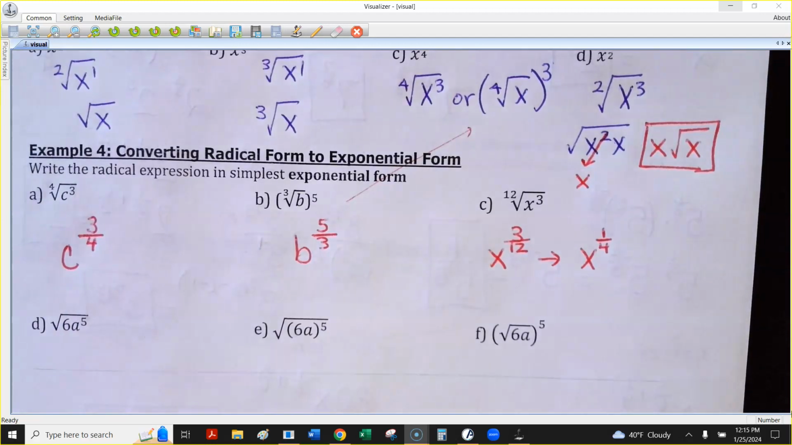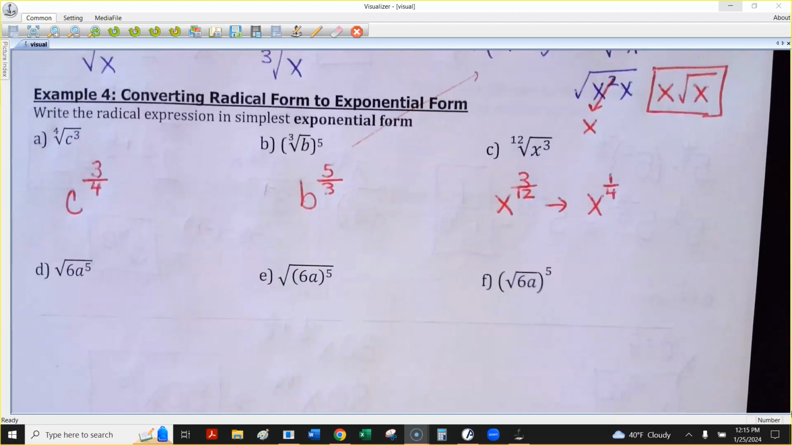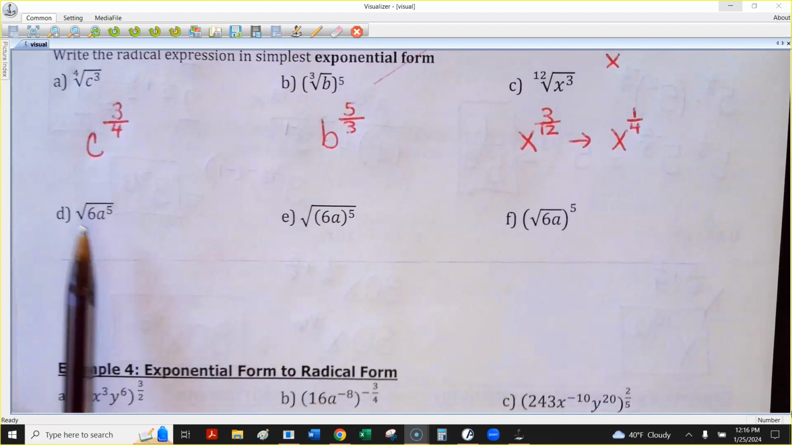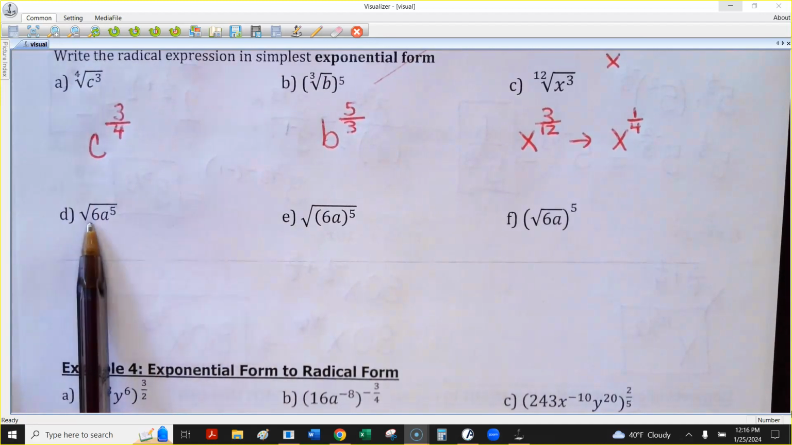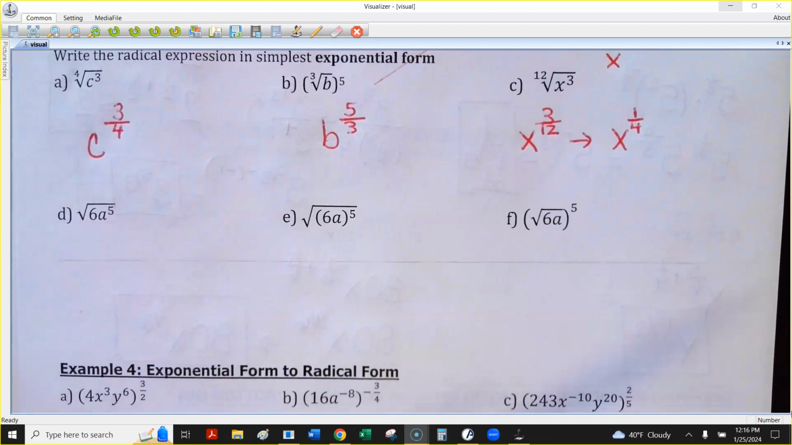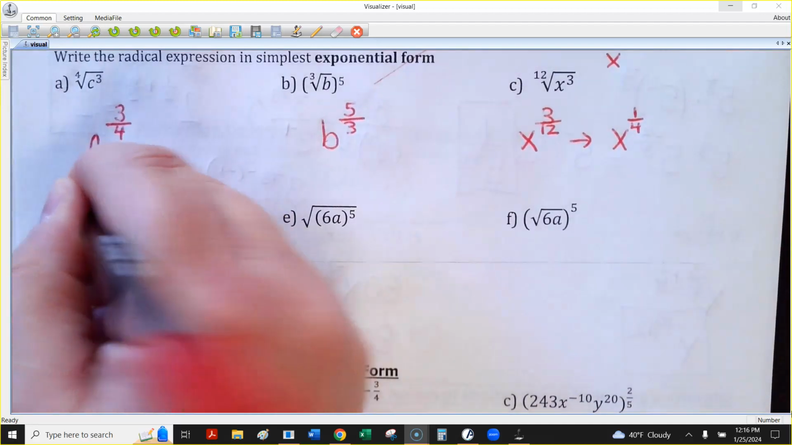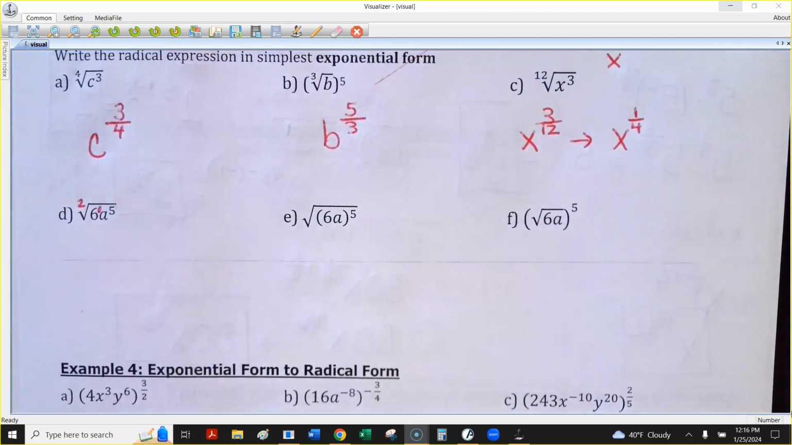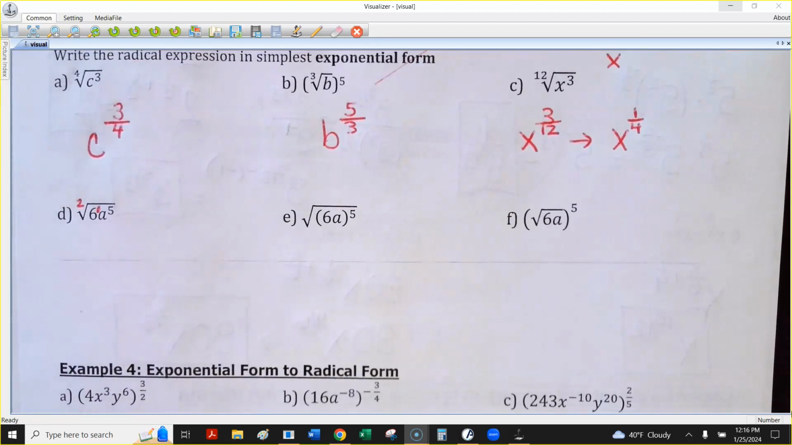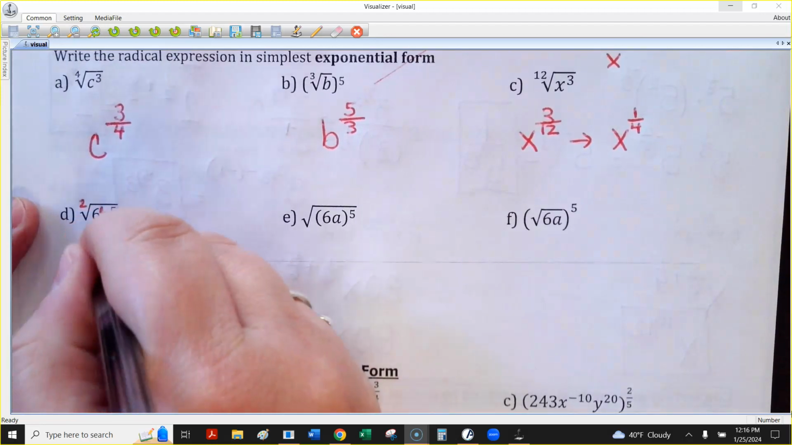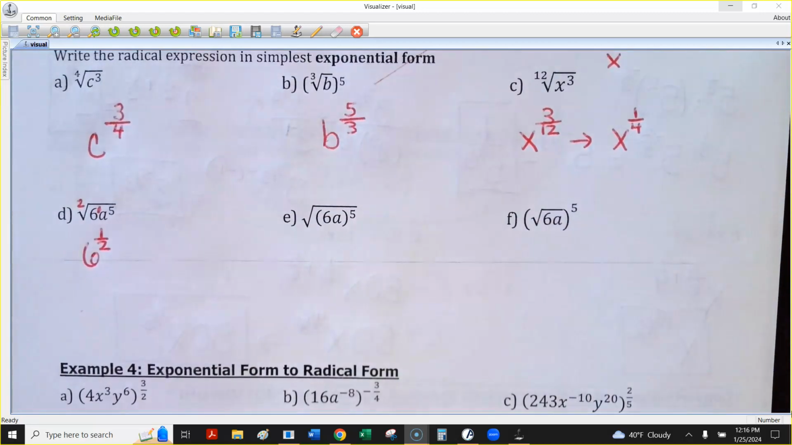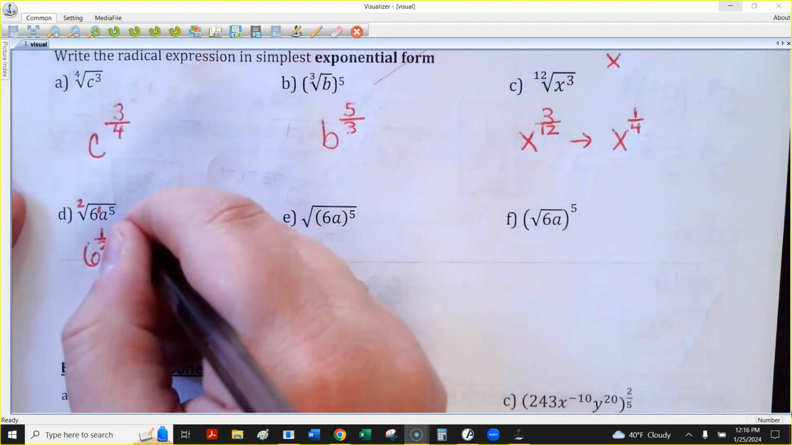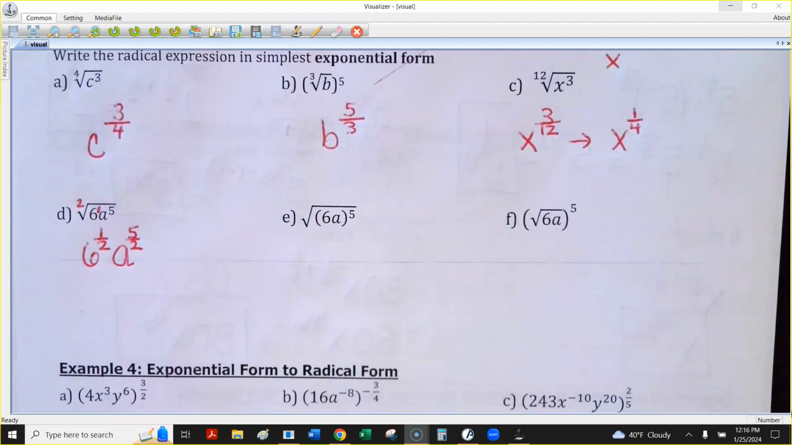Now the next three look super similar, but they're not the same. If you have a product in here, so I have 6 times a to the 5th under a square root, I know this is really weird, but the 6 would just have an exponent of 1, like I'm taking the square root of 6 there. So when I separate this, it would be 6 to the 1/2. And for the a, I'm going to reverse that bottom out. It would be 5/2. We wouldn't do anything else there because I don't have the same base.